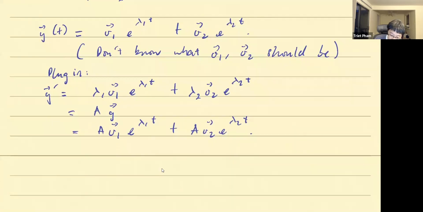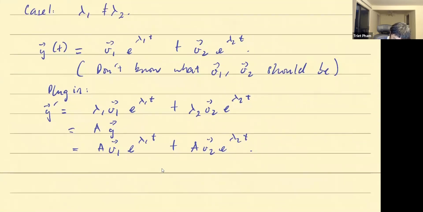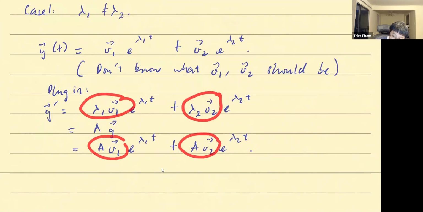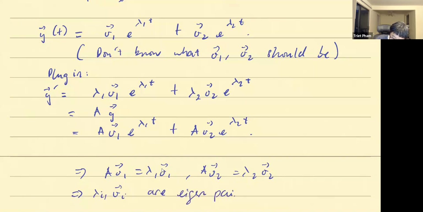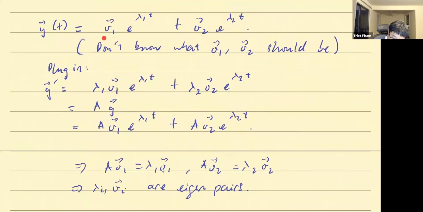So if you do this, then you discover that matching terms, lambda 1 A v1 must be lambda 1 v1, and A v2 must be lambda 2 v2. So you discover that for this to be true, in other words, these are eigenpairs. Okay.